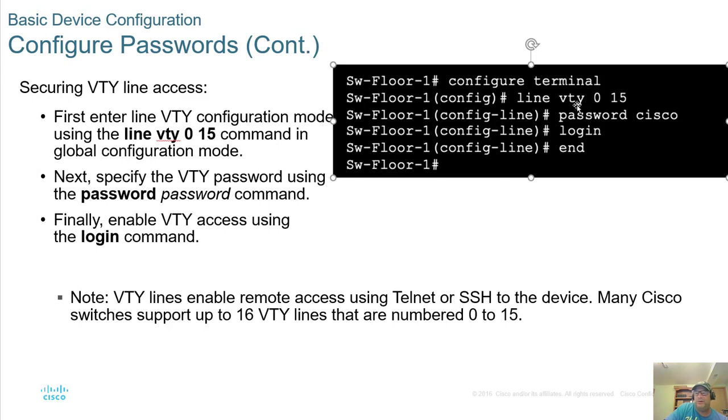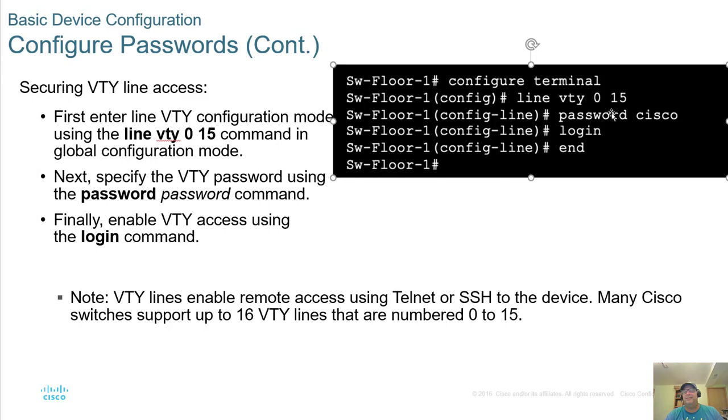So the first person that would log in remotely through a VTY line would get on line 0. And then the second person that would access would be on line 1. And then the third would be on line 2. So on and so forth. You can go all the way to 15. So you can have 16 connections go into that router at the same time.